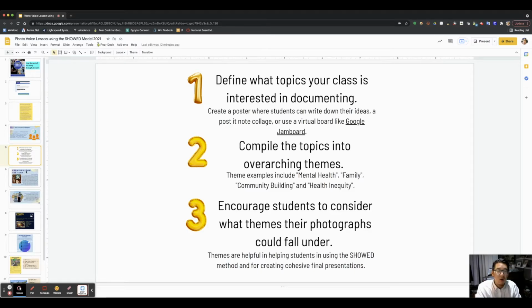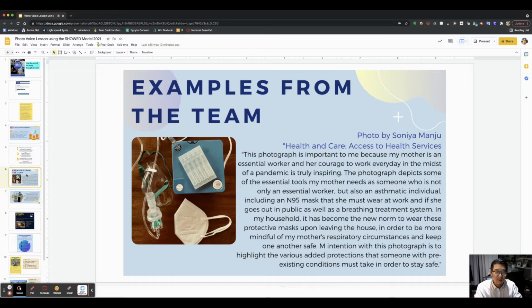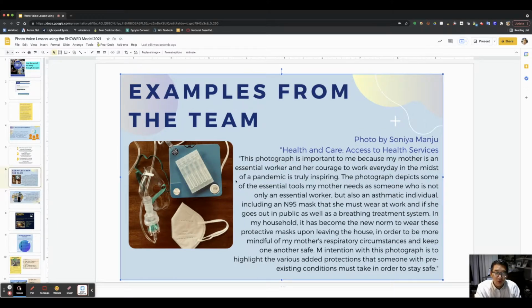Now, here's some examples. Once again, all this material is found in the curriculum. I'm just looking at the curriculum itself. This one's from Sonia Manju, and it's titled Healthcare Access to Health Services. This is her photograph right over here. "This photograph is important to me because my mother is an essential worker, and her courage to work every day in the midst of a pandemic is truly inspiring. The photograph depicts some of the essential tools my mother needs as someone who is not only an essential worker, but also an asthmatic individual, including an N95 mask that she must wear at work and if she goes out in public, as well as a breathing treatment system.